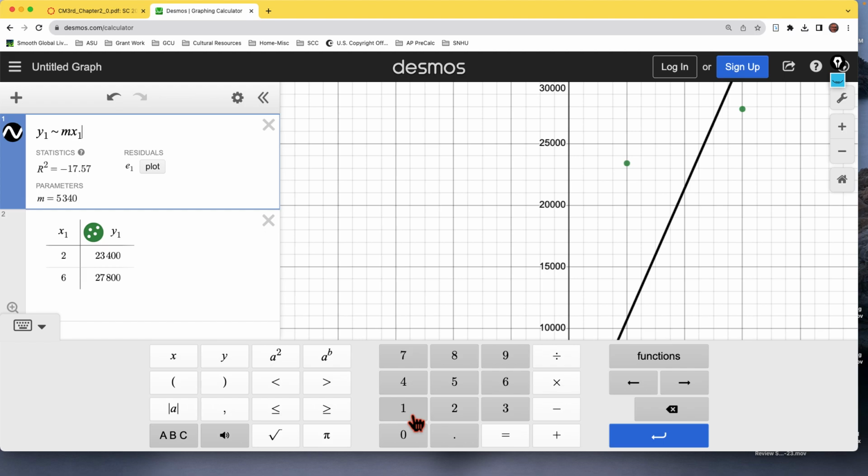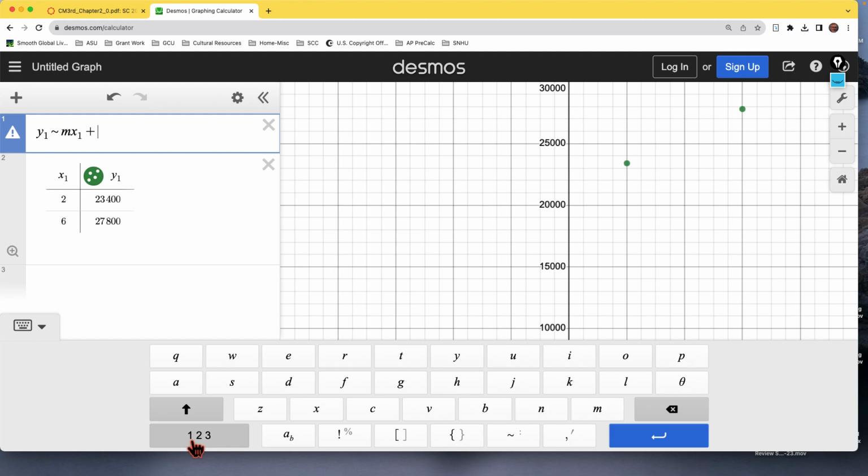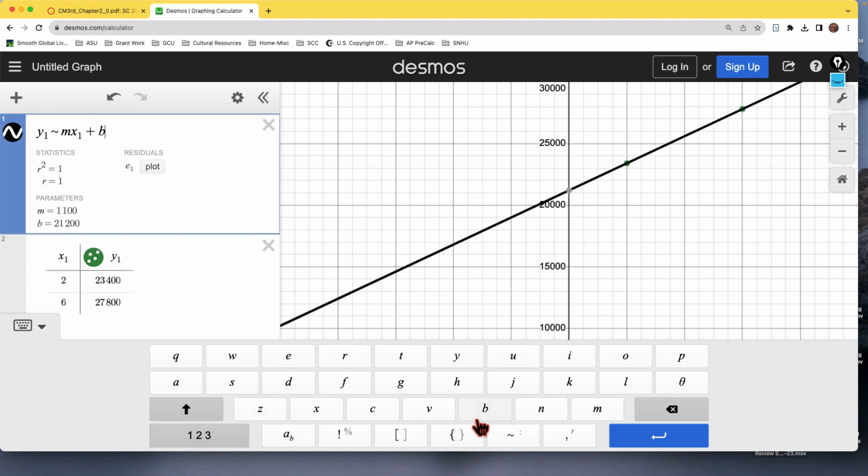But I'm not done with my equation yet. I have to do plus b, right? So I'll do that, plus b. And I'll come back to my letters. There's b. And now, notice what it's done. It actually drew the line. That's kind of cool, and it goes right through those 2 points. I see them. But it also gave me the equation of the line right here.